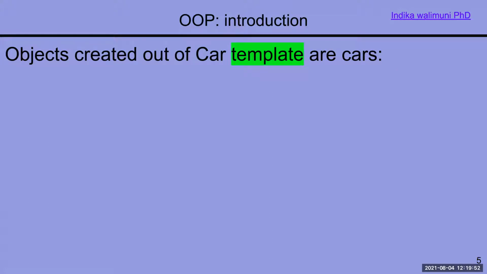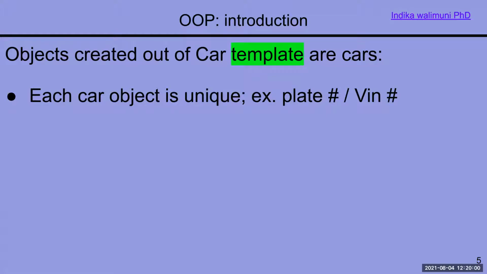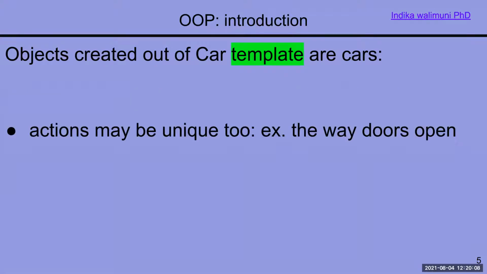So basically, we follow this template and create car objects, right? Each car object is unique because it has either a plate number or a VIN number. Actions may be unique too, like the way doors open, how the drivetrain works. For example, if you take an electric car like a Tesla, it's completely different from the drivetrain of gasoline powered cars, right? So those things.